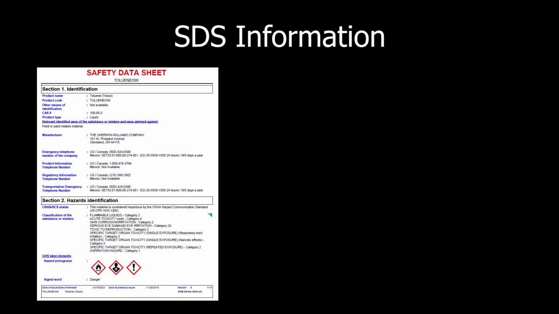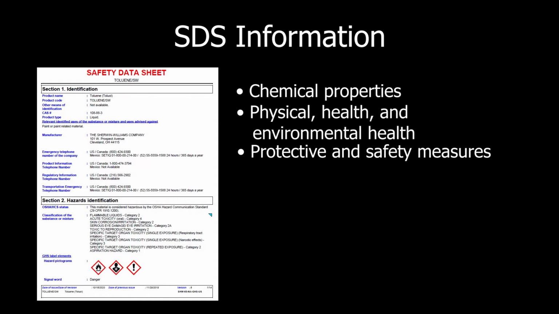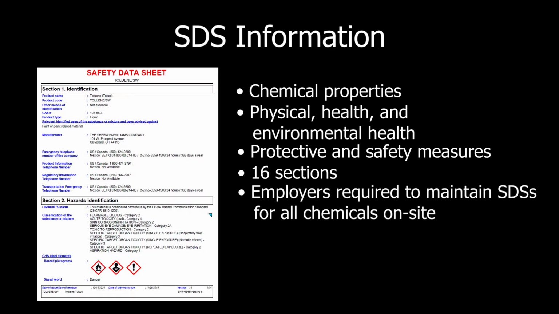An SDS will include information such as the properties of each chemical, the physical, health, and environmental hazards, protective measures, and safety measures for handling, storing, and transporting. An SDS is made up of 16 sections. Because there are several sections in an SDS, it is helpful to break them out into segments for quick navigation. All employers are required to maintain SDSs for chemicals used and stored on site.